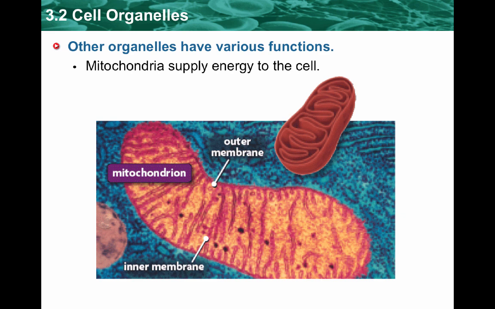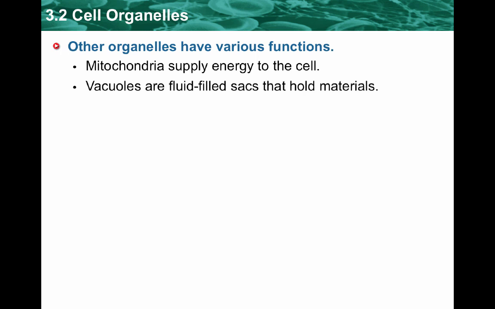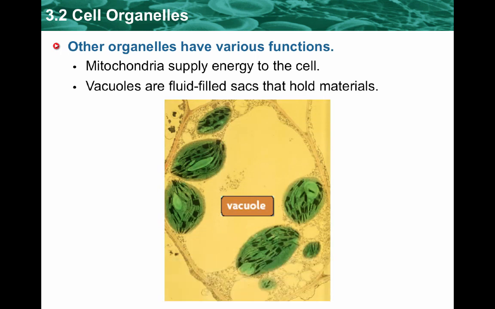One of the things that the cell has to do is make energy, right? It has to have enough energy so that the cell can continue to do its work. So the mitochondria, which are those double membrane structures found in all eukaryotic cells, supply energy to the cells, and they do so through cell respiration.